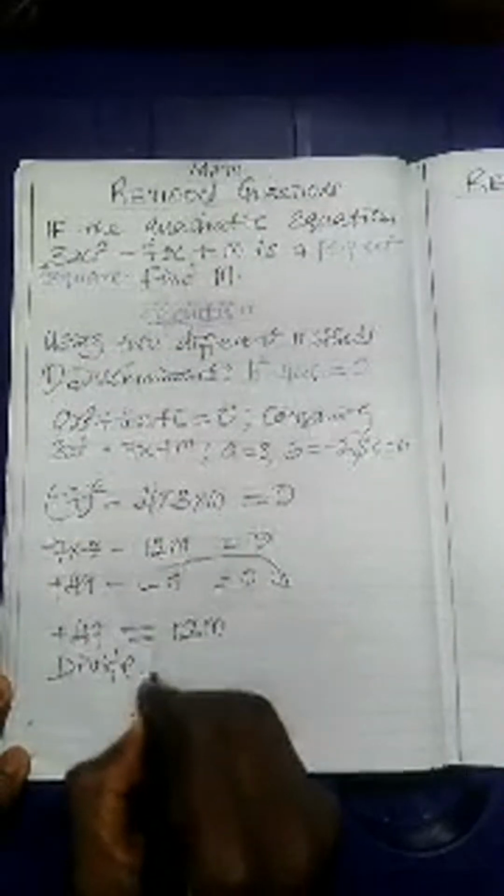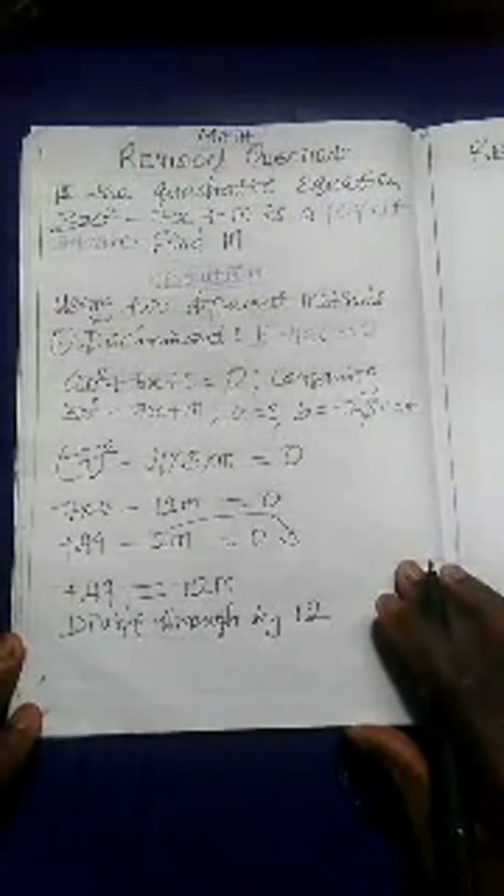Now divide through by 12 in order to find m. You have 49 divided by 12 is equal to 12m divided by 12. Remember, we have m here, so that this can cancel, and you have, therefore, our m is equal to 49 over 12. So that's the value of m here.